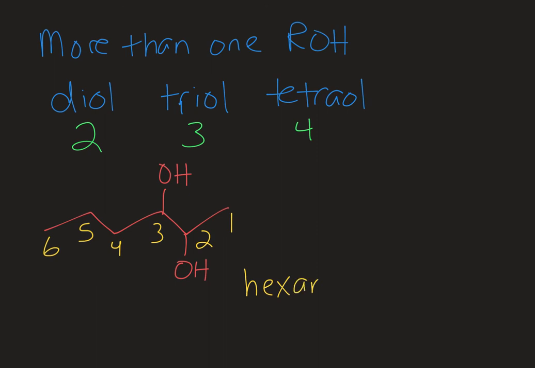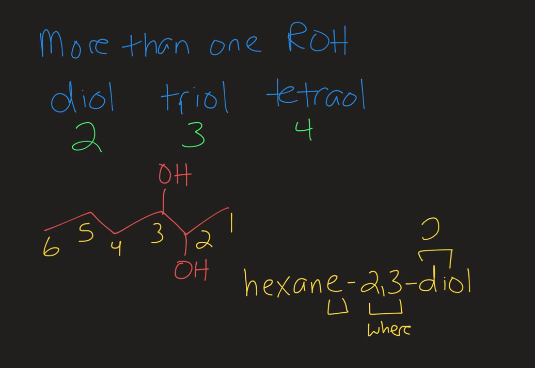And then I would leave this E here that I normally have if I just had hexane, but I would remove if I only had one alcohol and replace that with an ol. When there's more than one alcohol, you leave that E in there. And then I put the locants, so I'd say 2,3, and then I'd say diol. So the 2,3 tells me where the alcohols are. The di tells me that there's 2 of them, and ol tells me that I'm looking at the alcohol functional group.